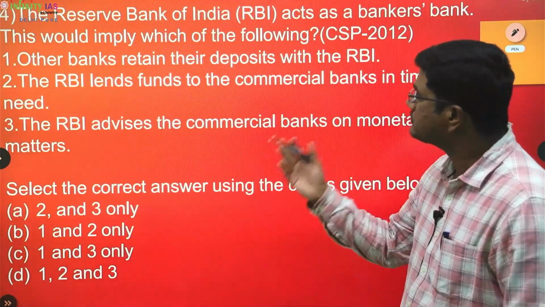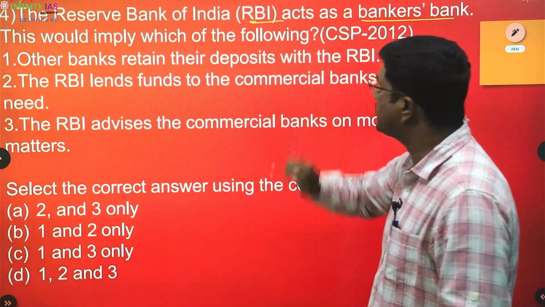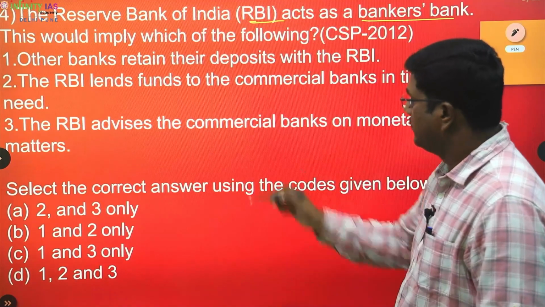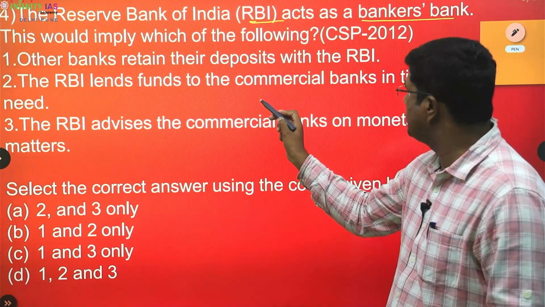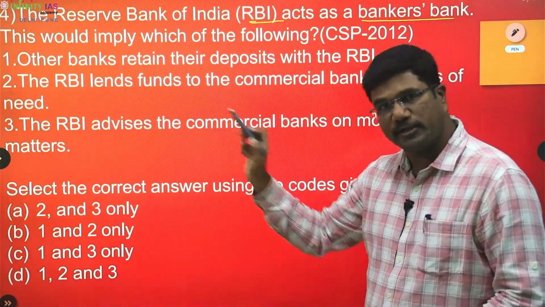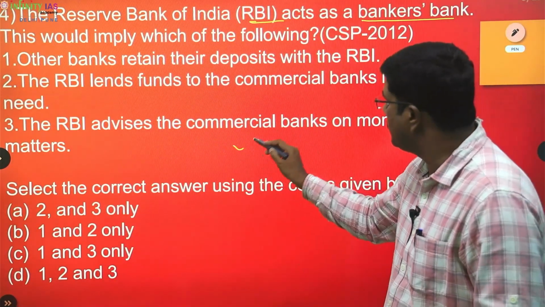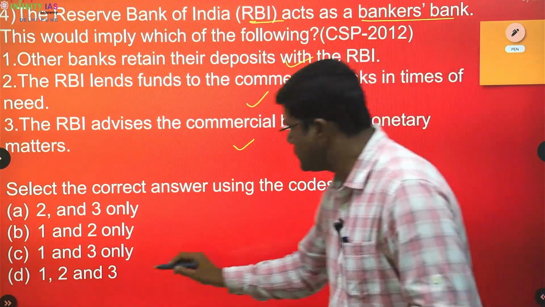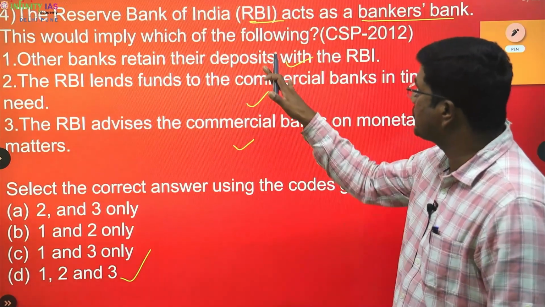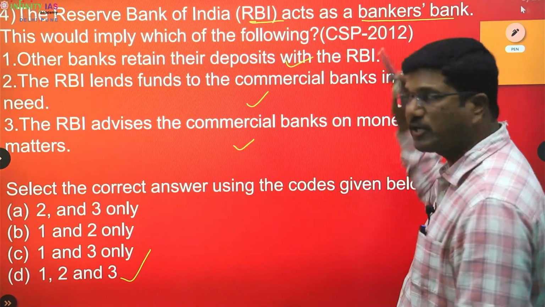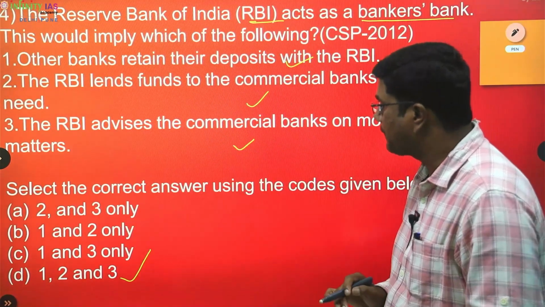Now next question. The Reserve Bank of India acts as a banker's bank. This would imply which of the following? First, other banks retain their deposits with RBI. Second, RBI lends funds to the commercial banks in times of need. Third, the RBI advises the commercial banks on monetary matters. If you go individually, all the statements are correct, and hence the answer is D, that is 1, 2 and 3. This is again a conceptual question. Among the functions of RBI, one is that it is the banker's bank, and whenever we say that, it covers these three functions of RBI.